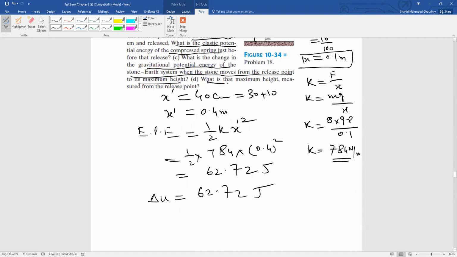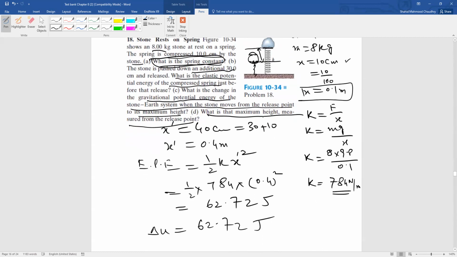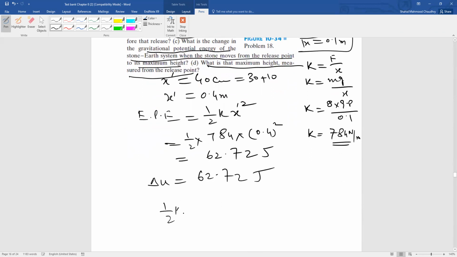The next part is, what is the maximum height measured from this release point? So it means when the spring is compressed, it has the potential energy of the spring, and this is equal to what? It is releasing. When it is releasing, the stone will go up. This is the spring, suppose, and the block is here. When you compress this, then it will be here. When you release this, it will go up. So here is the potential energy of the spring, and here is the potential energy of the stone.